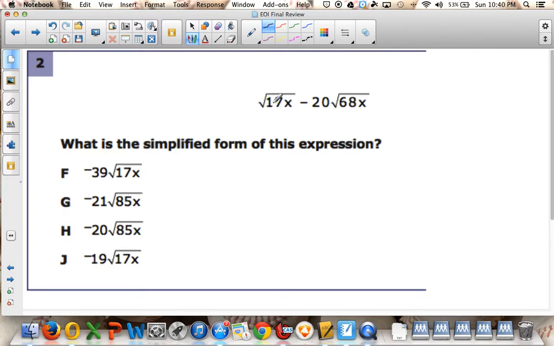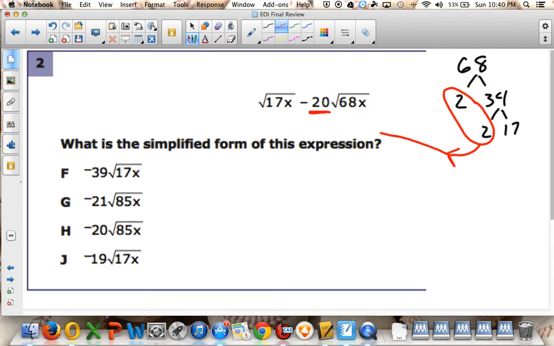17 is a prime number, only 1 and 17 go into it, but let's look at 68. 68 has factors 2 and 34, and 34 has factors 2 and 17. I have a pair right here of 2's, so I can take those out of the radical sign. And remember, when I take a pair out of the radical sign, I multiply it by the coefficient in front. So this pair of 2's comes out to multiply by 20, and I get 40.